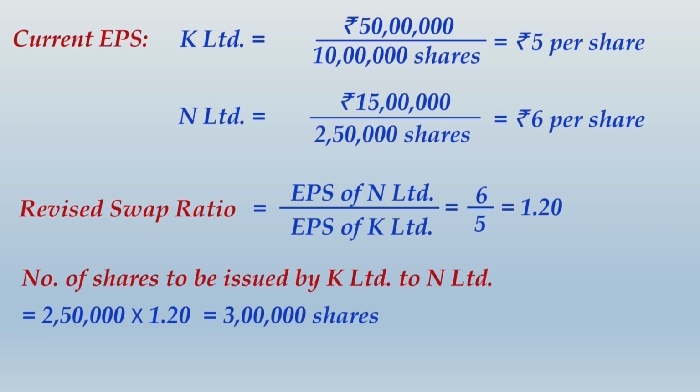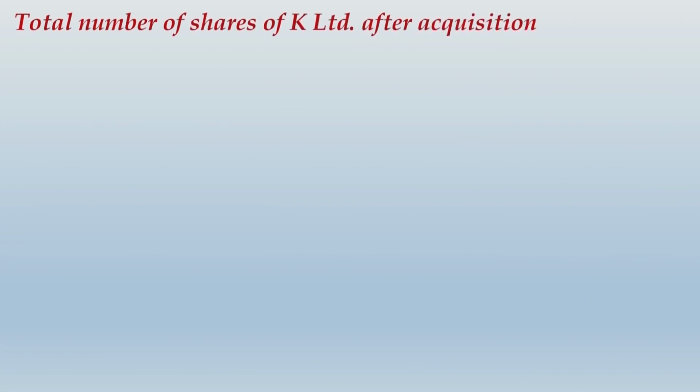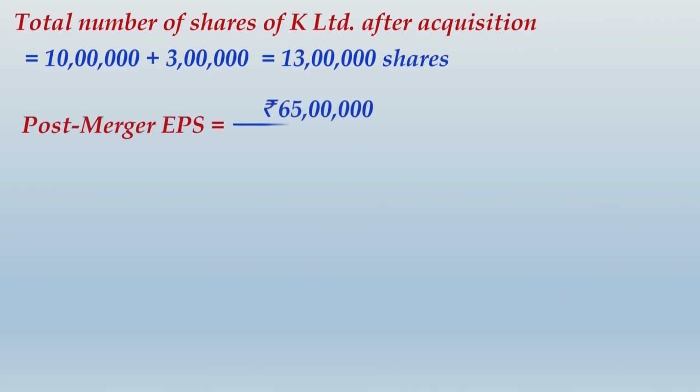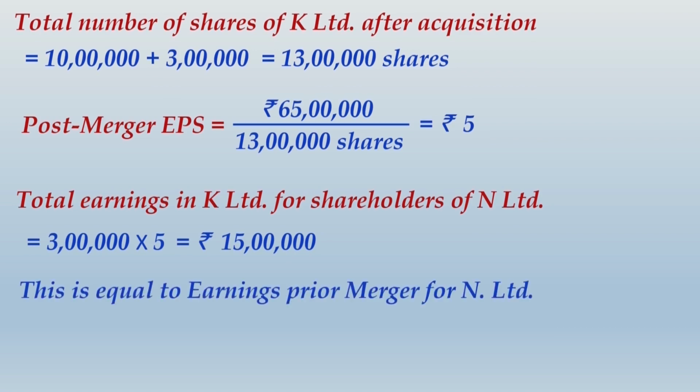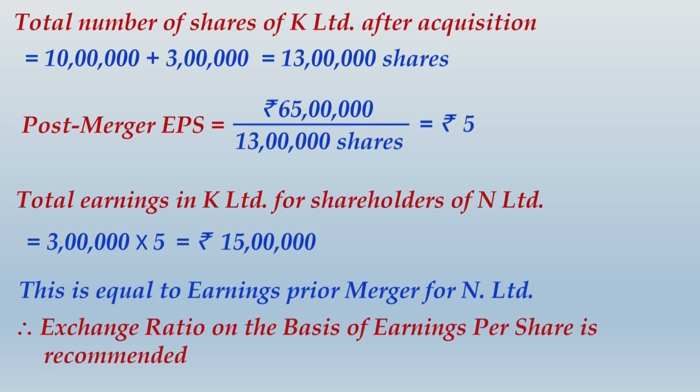Alright friends, after writing this, let us move ahead and make the last calculations. The total number of shares of K Limited after acquisition this time will be 13 lakh shares, and post merger EPS this time will be 65 lakh divided by 13 lakh shares, and that will be rupees 5 per share. Total earnings in K Limited for shareholders of N Limited will be rupees 15 lakhs. Now this is equal to the earnings of N Limited prior merger. Therefore exchange ratio should be based on EPS, and that is what is recommended so that the shareholders of target company N Limited do not suffer loss of their earnings. So quickly take note of this whole thing, and that will be the end of the solution.